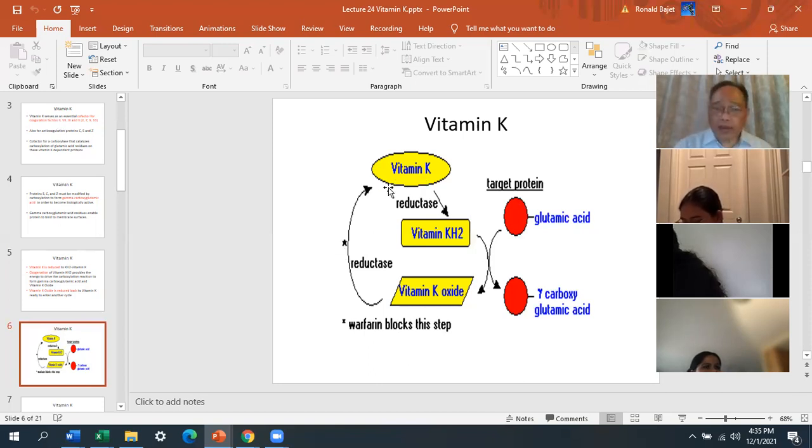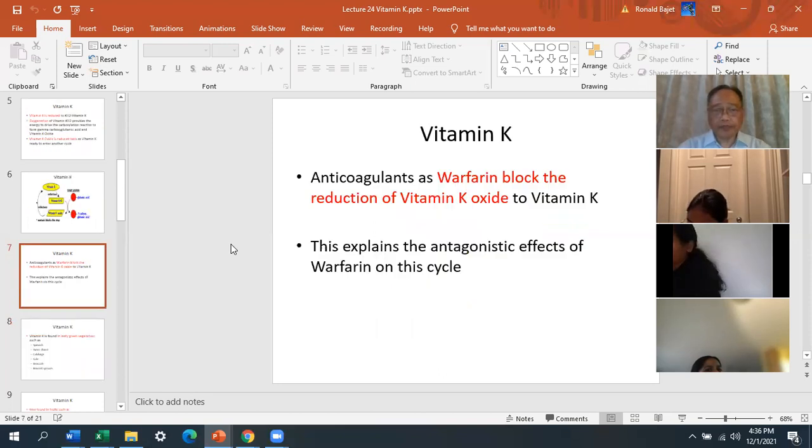So again, vitamin K via reductase will form a reduced form of vitamin K. Glutamic acid will oxidize the reduced form to form vitamin K oxide. And this glutamic acid will form gamma carboxyglutamic acid. So this vitamin K oxide has to return to vitamin K. If it doesn't return to vitamin K, then you're not going to get clotting. So this is where the anticoagulant will take place between vitamin K oxide and vitamin K. This reductase, this is where the block will take place. Okay, so that's the vitamin K metabolism.